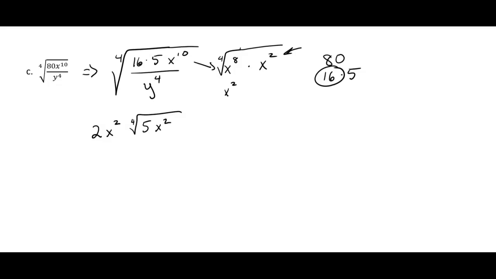Now, I didn't talk about absolute value on the x squared. Do I need the absolute value? No, because it's an even power. So it's going to be positive no matter what. Over, and then the 4th root of y to the 4th. Well, that'll come out as a y. And I will need the absolute value, though, because that has an odd power. Okay? All right. So a little tricky with the absolute values.